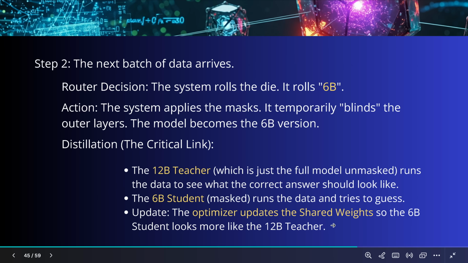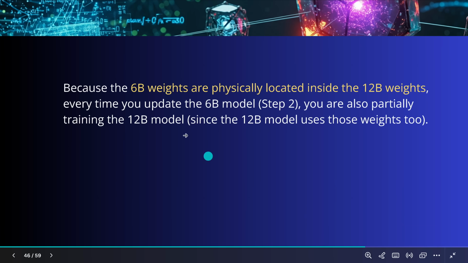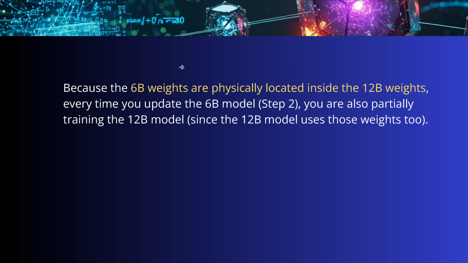So we do have a 6B run, but after this run, we have another optimizer looking at this and saying, come on, let's nudge your 6B weights a little bit more toward your 12B teacher weights, because this is the solution that we are looking for. And because the 6B weights are physically located inside the 12B weights, every time you update the 6B model in step 2, you also are partially training the 12B model, since the 12B model uses these tensor weights too.